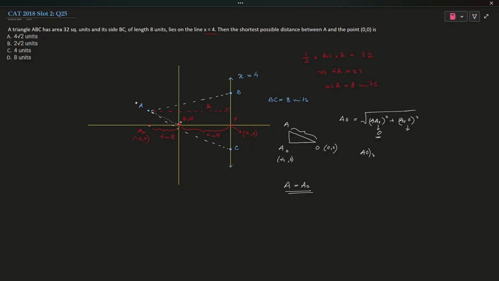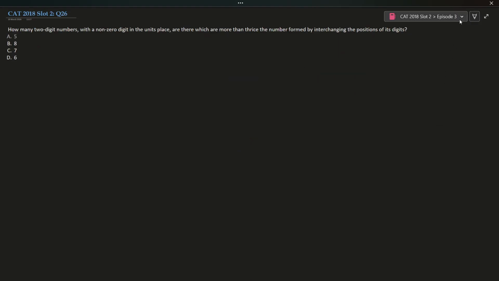So AO minimum is equal to 4 units, guys. That means this point A must lie here. So the triangle will be this. This is the triangle. Okay, guys, this is the triangle. So the correct answer is 4 units, guys. Easy question. Let's move on to the last question for today.